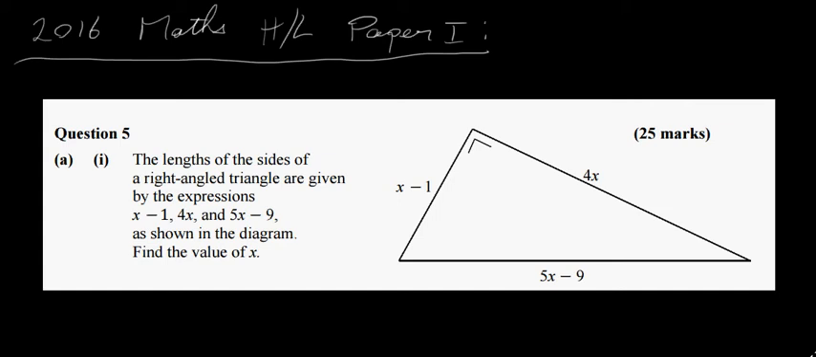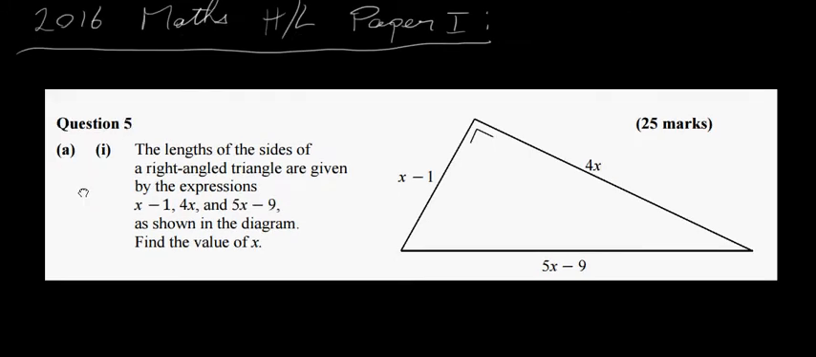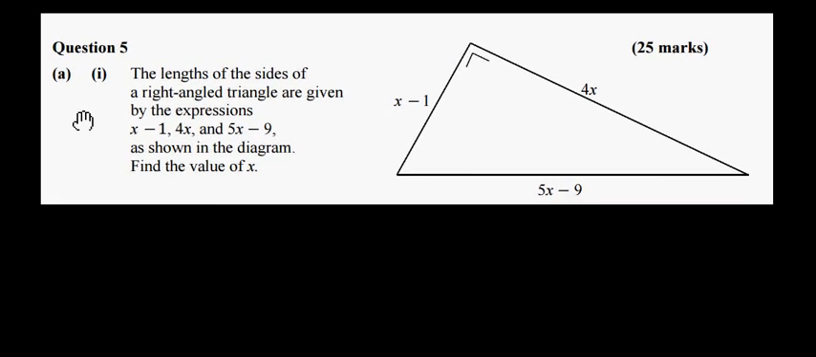Right, so in this video I'm going to have a look again at the 2016 Maths Higher Level Paper 1, and I'm going to have a look at questions 5 and 6. So this is the first question here, question 5A1. Now this is a right angle triangle here, and we're going to end up using Pythagoras Theorem.